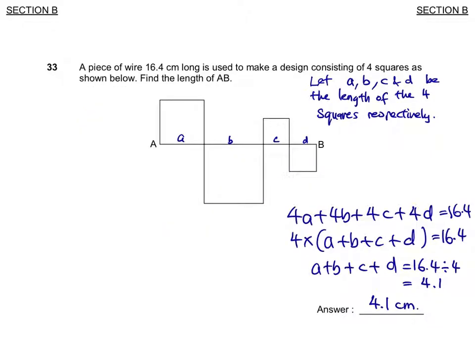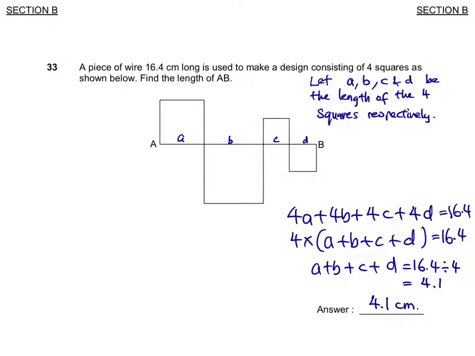Okay, question 33 is a decimal question, but it requires some heuristic. So assume that this one is A, this one is B, this one is C and D. Okay, so you have this, this whole thing added up together is 1 wire. You want to find out what is this part here. The whole length here is 16.4.